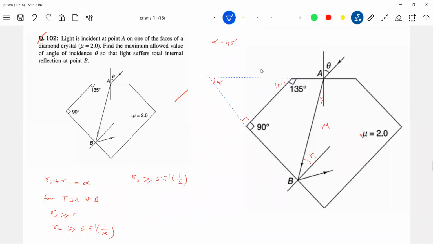Let's get into it. So what is R2? R2 we can write it as sine of R. Okay, directly I think we'll get the value of this one. No? R2 should be greater than or equal to 30 degrees. What is R2? We can write it as alpha minus R1. Alpha is 45, so 45 minus R1. 15 degrees should be greater than or equal to R1.